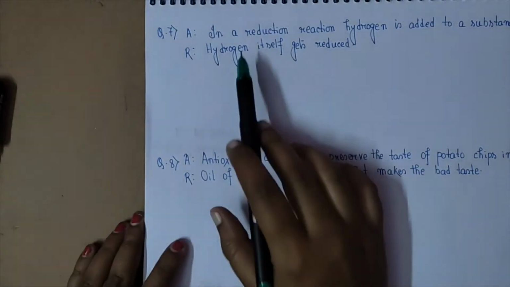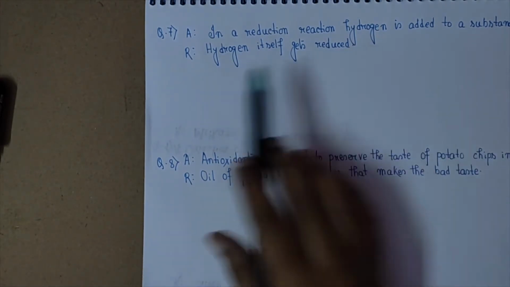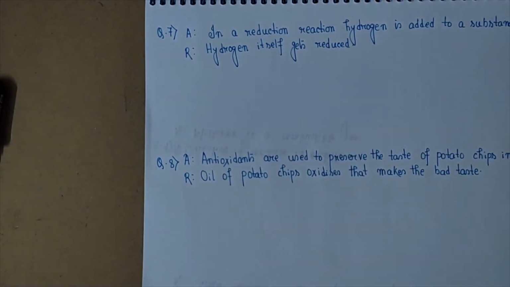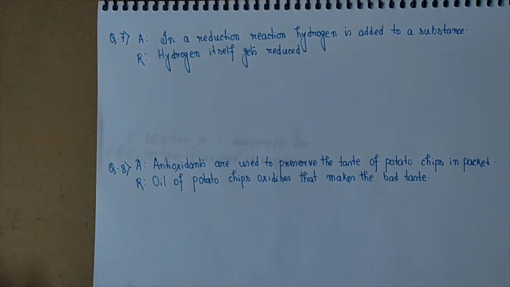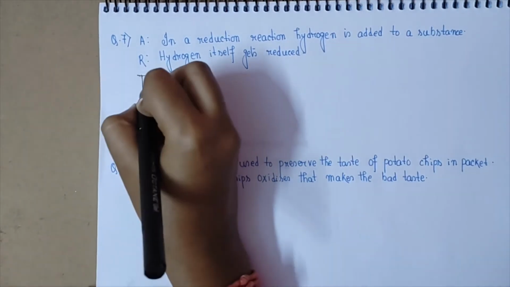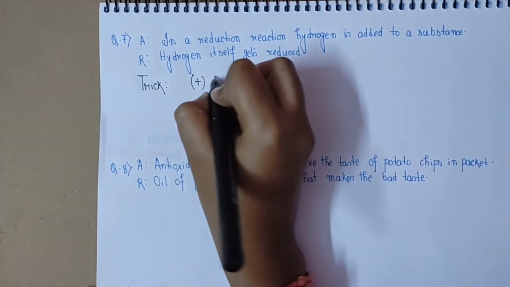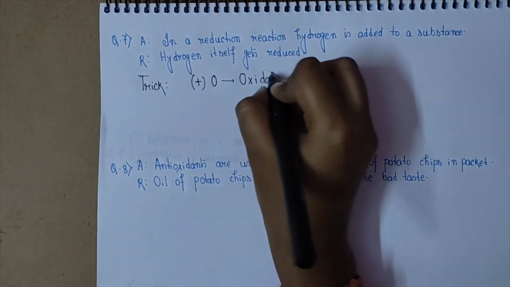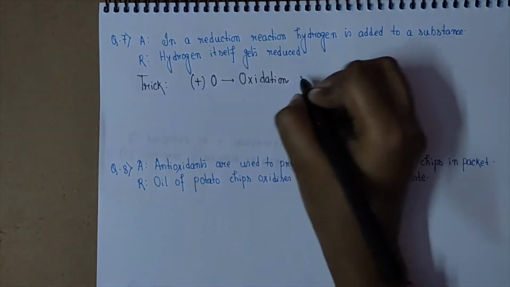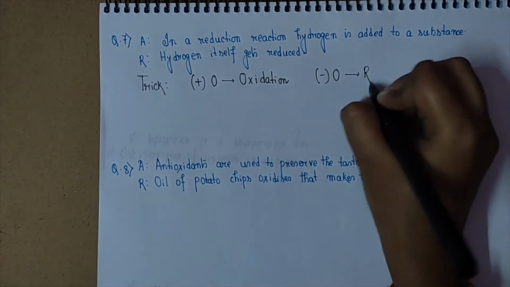Now move to the next question. In a reduction reaction, hydrogen is added to a substance; hydrogen itself gets reduced. For this you have to know one trick. The trick is that the addition of oxygen is known as oxidation, whereas the removal of oxygen is known as reduction.